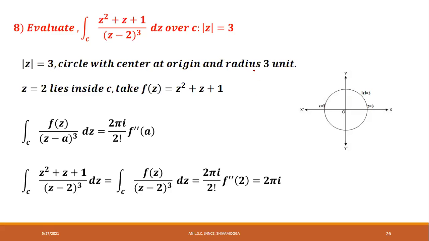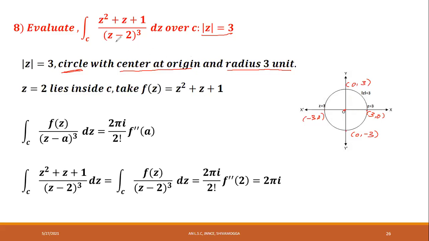First construct mod z is equal to 3. Mod z is equal to 3 is a circle whose center is at origin and radius 3 units. Writing this statement in examination is compulsory. Construct such a circle whose center is at origin and radius 3 units. Therefore, coordinates of this point are 3, 0, and this point are 0, 3, and this point are minus 3, 0, and this point are 0, minus 3.